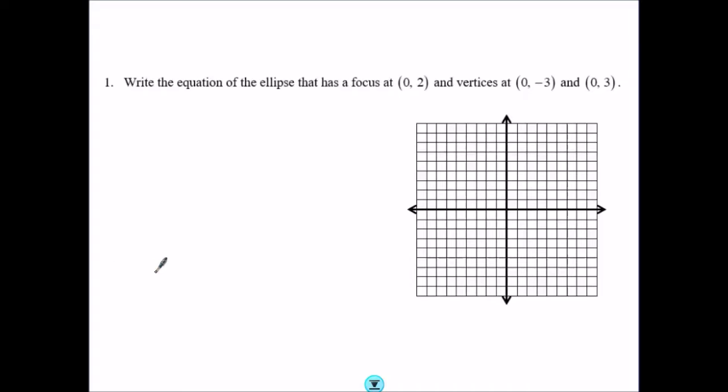For our first example, we want to write the equation of an ellipse that has a focus at (0, 2) and vertices at (0, -3) and (0, 3). So let's sketch what we have. We know that one focus is at (0, 2), and we know that the vertices are at (0, -3) and (0, 3). Since these three points form a vertical line, we know that this is going to be a vertical ellipse.